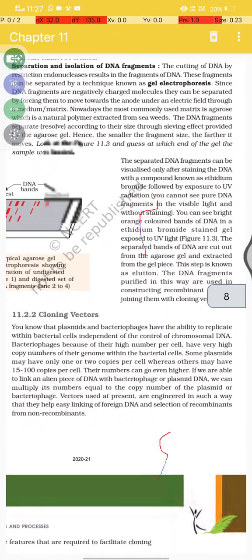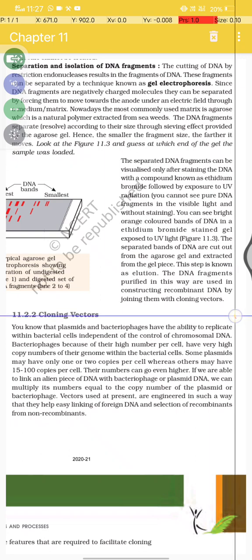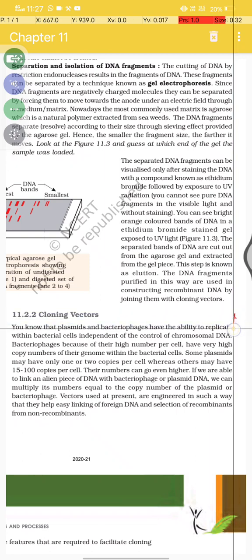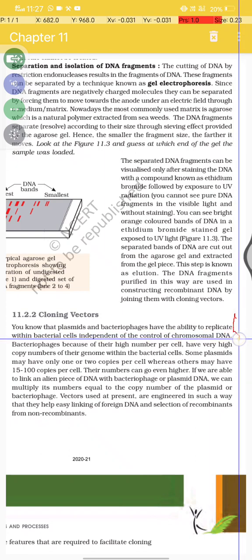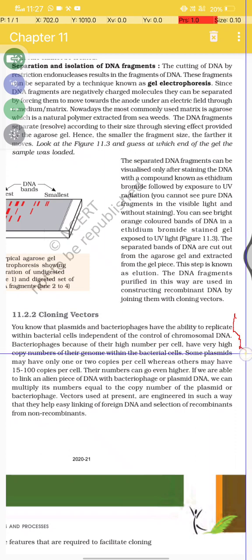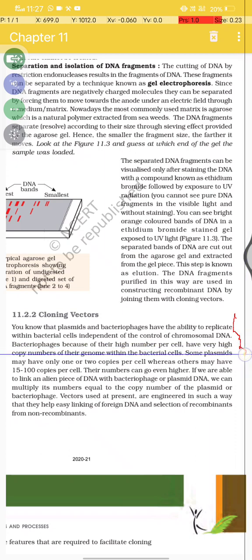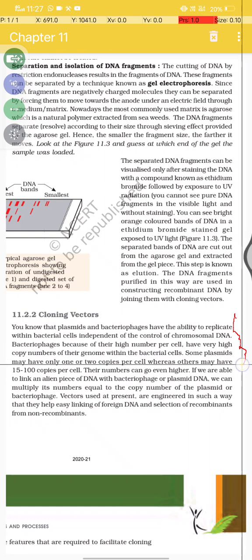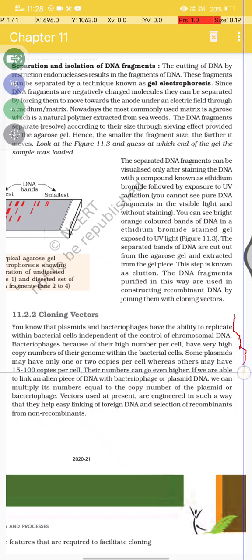Okay, now what is a cloning vector? Cloning vector, let's see what it actually is. You know that plasmids and bacteriophages have the ability to replicate within the bacterial cell independent of control of chromosomal DNA. Bacteriophages, because of their high number per cell, have very high copy number of genomes within the bacterial cell. Some plasmids may have only one or two copies per cell, whereas others may have 15 to 100 copies per cell.